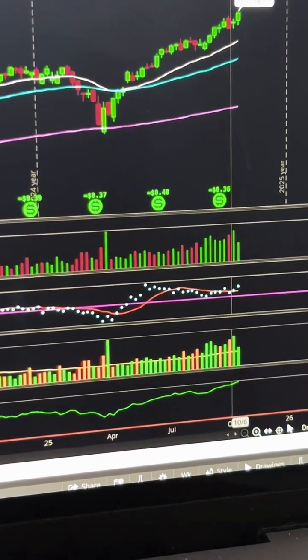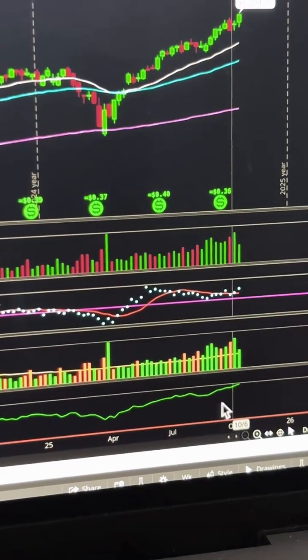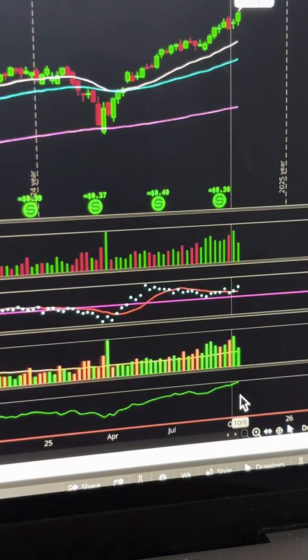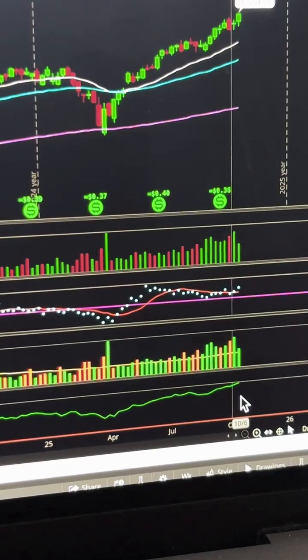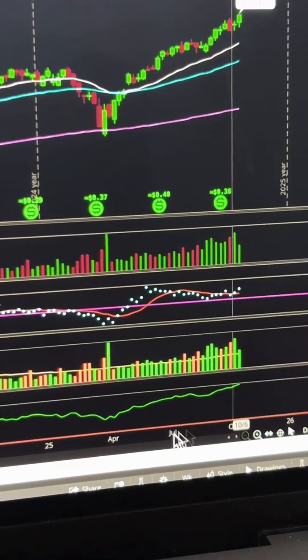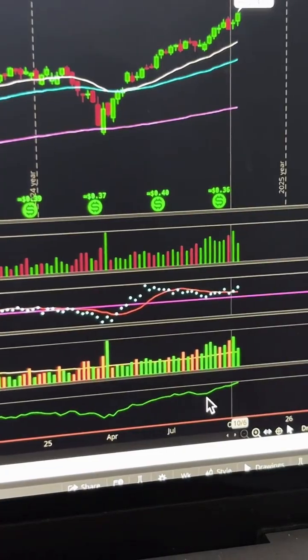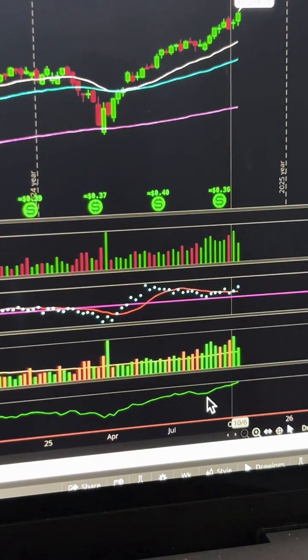Another confluence for me on that is relative strength. Okay, now relative strength will compare a stock to the general market. So on this relative strength, it is comparing whatever stock to the S&P 500. Okay, now if the line is trending way above the red, that means said stock is outperforming the market.